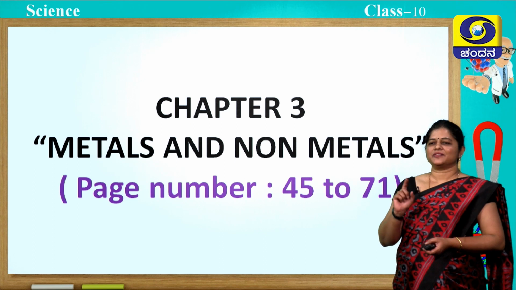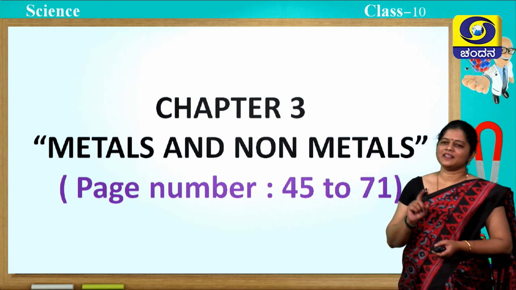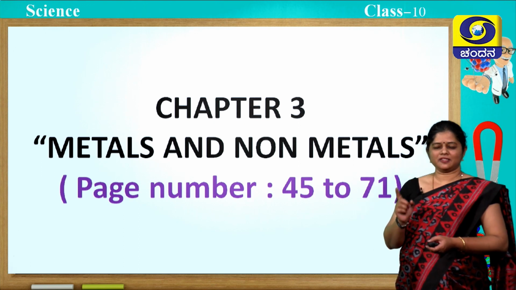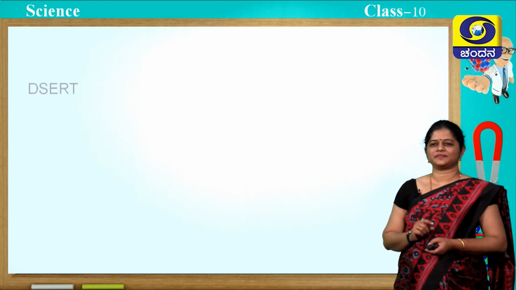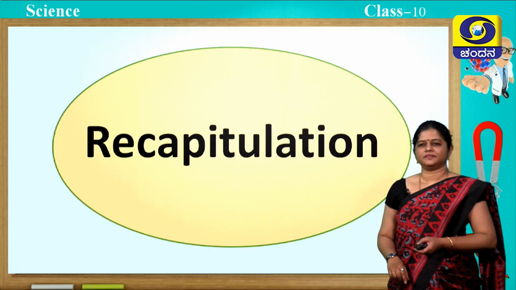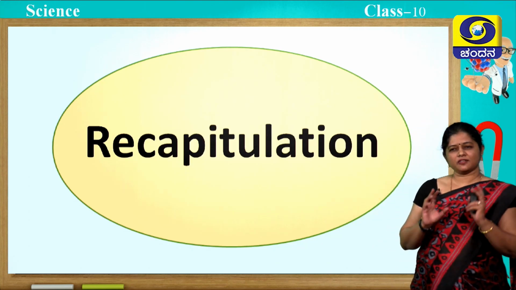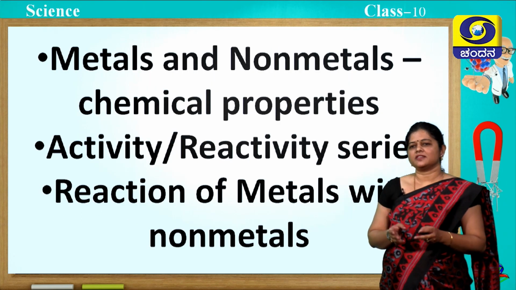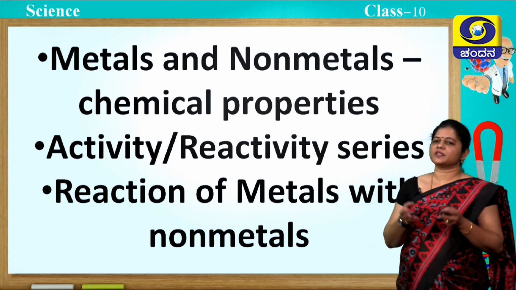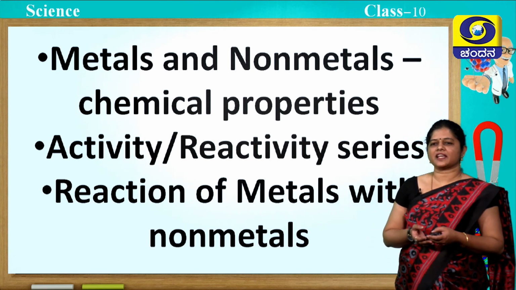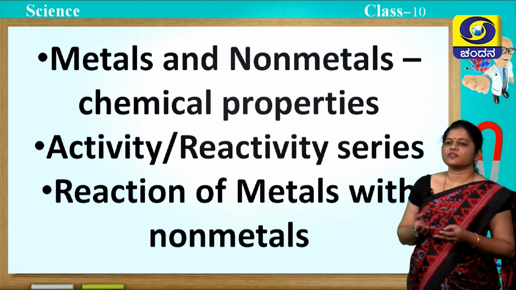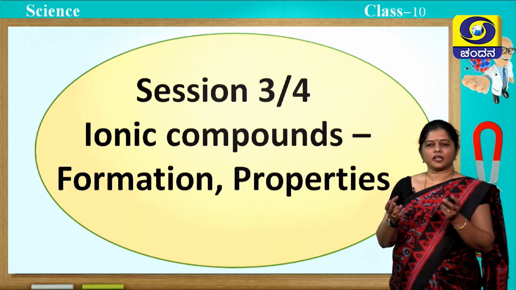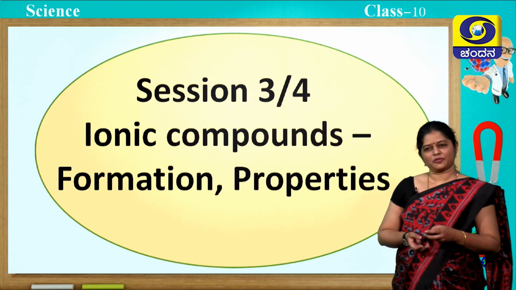Today's class we will start with the third session on metals and non-metals. In the previous two classes you have learnt a lot about the properties of metals and non-metals. Now let us recapitulate what we learnt in the second session. In the second session we learnt about the chemical properties of metals and non-metals, the activity and reactivity series of the metals, and the reaction of metals with non-metals. And in this session we will learn about ionic compounds, how they are formed and their properties.